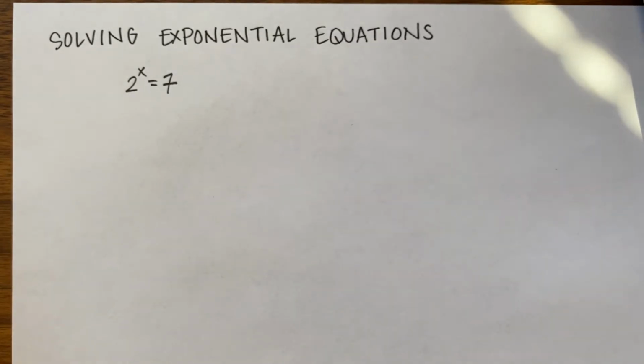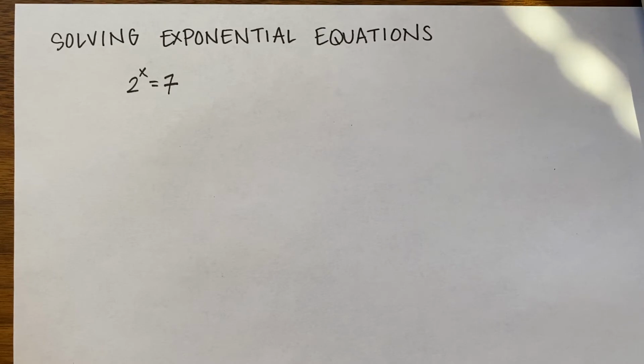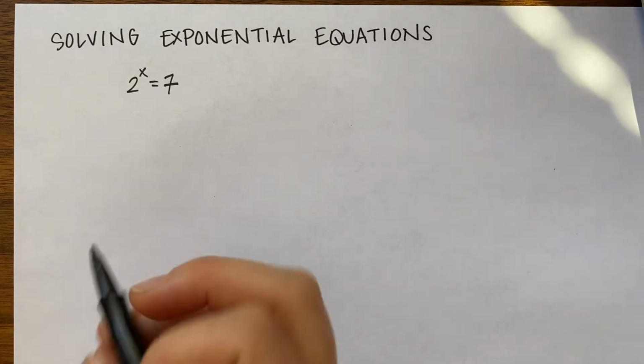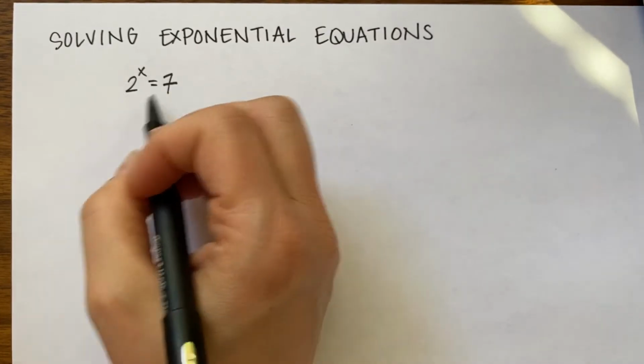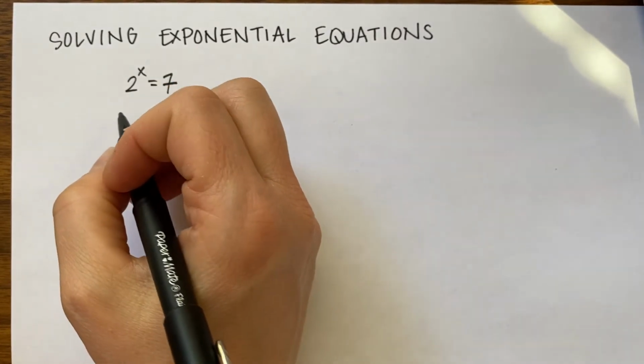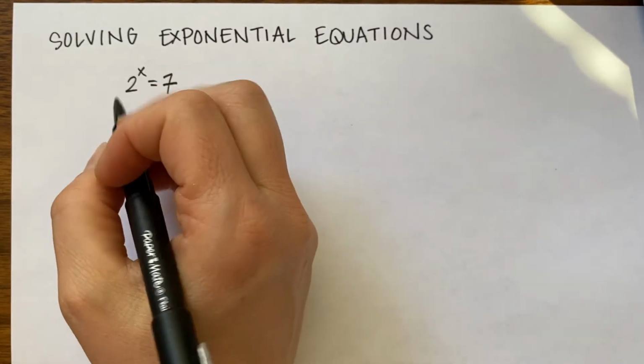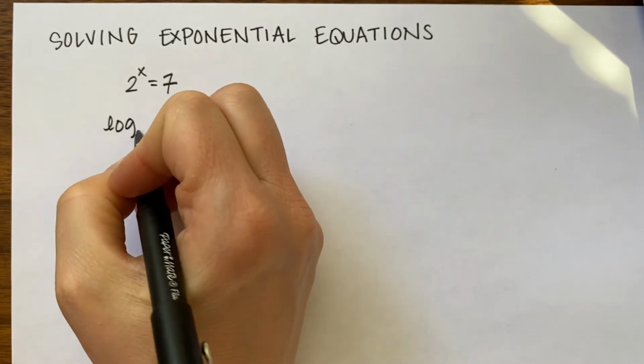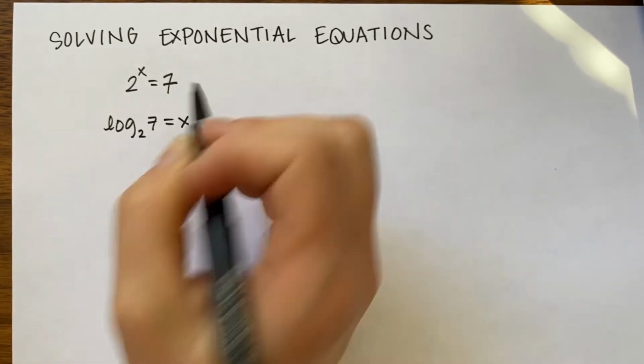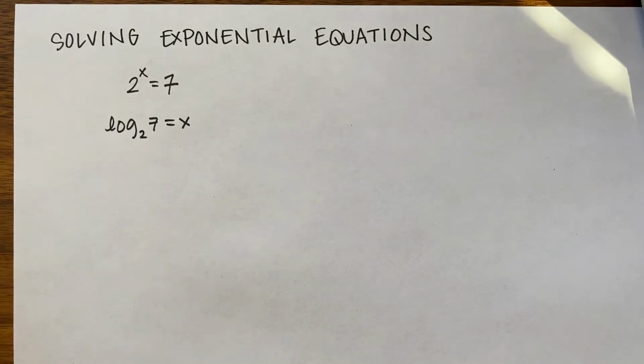Now we can reason that x needs to be between 2 and 3 because 2 squared is 4 and 2 cubed is 8, and 7 is between 4 and 8. We might be tempted to put this into logarithmic form. I'll undo the exponent by making it a logarithm. The log base 2 of 7 is equal to x, but we don't know the change of base formula just yet.